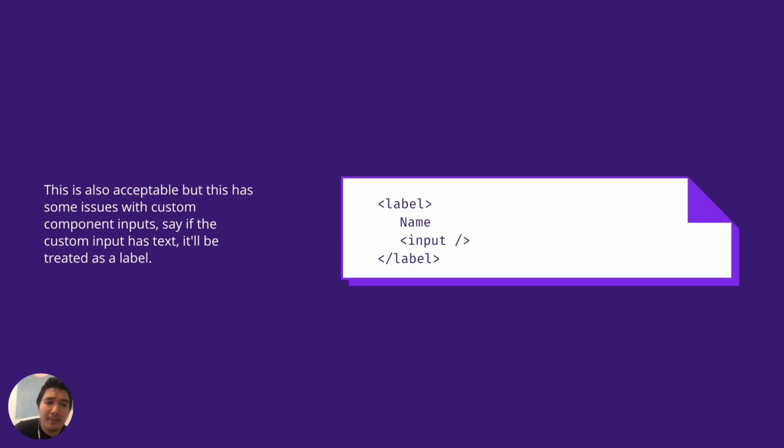This one is also acceptable. It does, however, have some issues, particularly with custom component inputs. Say if the custom input has text, say you're implementing a custom select dropdown, that text is going to be treated as a label. So it's not ideal. Just something to be careful of. This one has caveats, but it is acceptable.